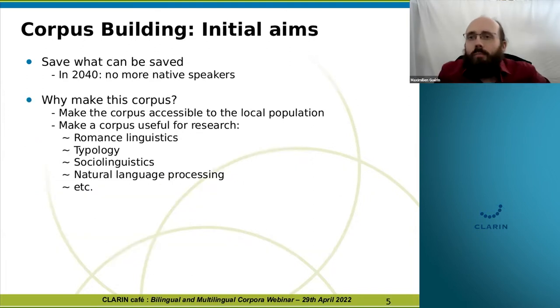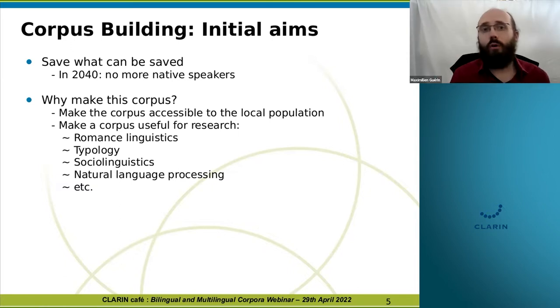What about our aims to make this corpus? First of all, it is to save what can be saved, because of the age of the speakers, because of the situation. About 2040, there will be no more native speakers. So it's an emergency to collect these varieties, because no one did it before.